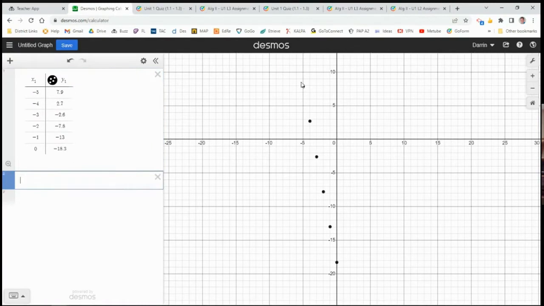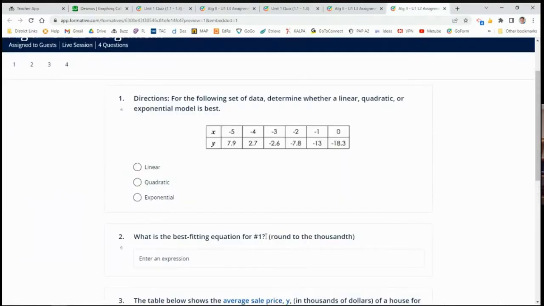And what I'm seeing is that it looks very linear. That's very linear, right? That's a line. And the next thing it asks for is the best fitting equation to the nearest thousandth. That's where some of you guys messed up too. Thousandth. There's tenths, hundredths, thousandths. That's 3 decimals, thousandths.